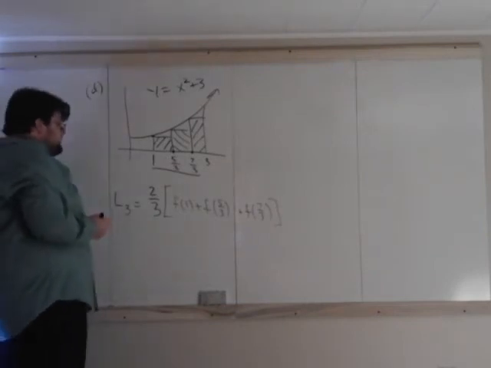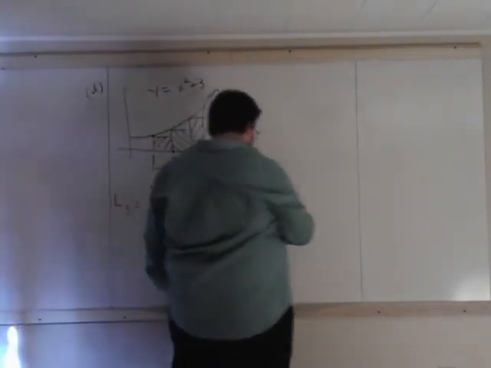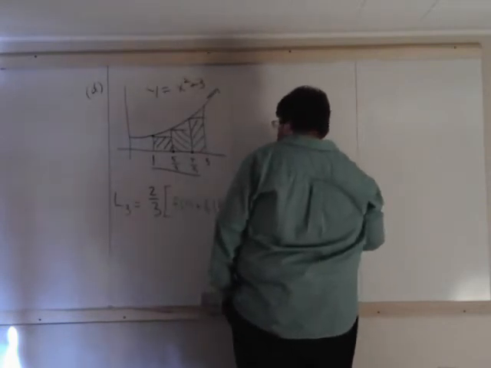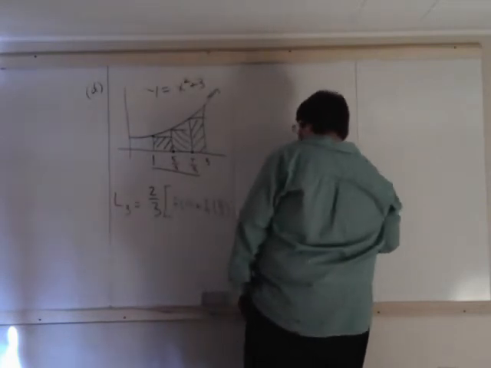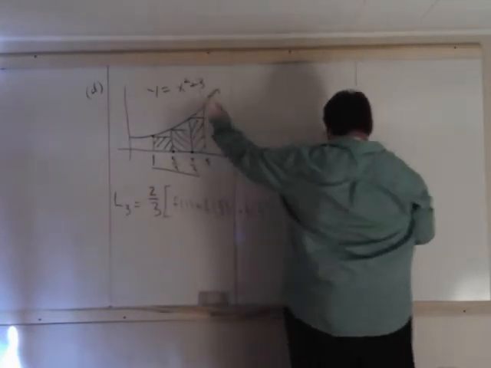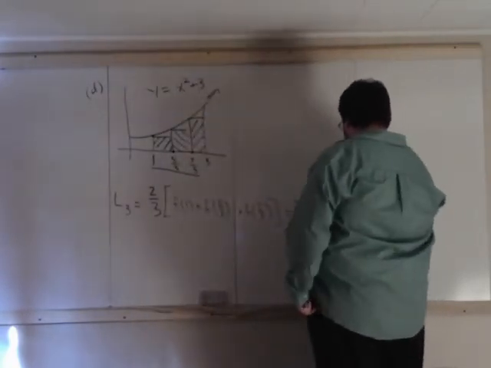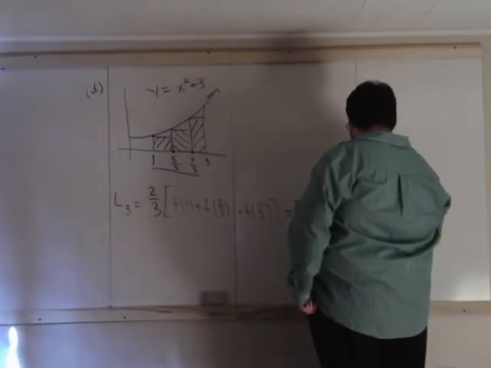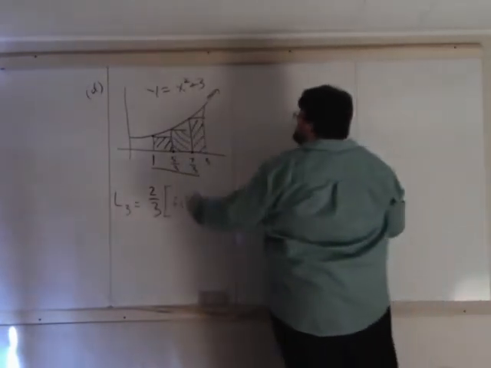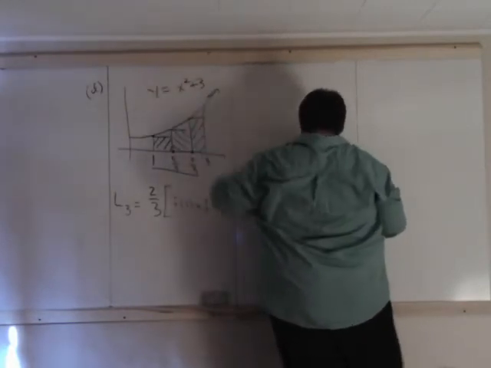Well, so let's find these numbers. L3 equals 2/3 times. f of 1 is what? f of 1 is 4. f of 5/3 is 25/9 plus 3. So let's write that out. 25/9 plus 3. f of 7/3 is 49/9 plus 3.